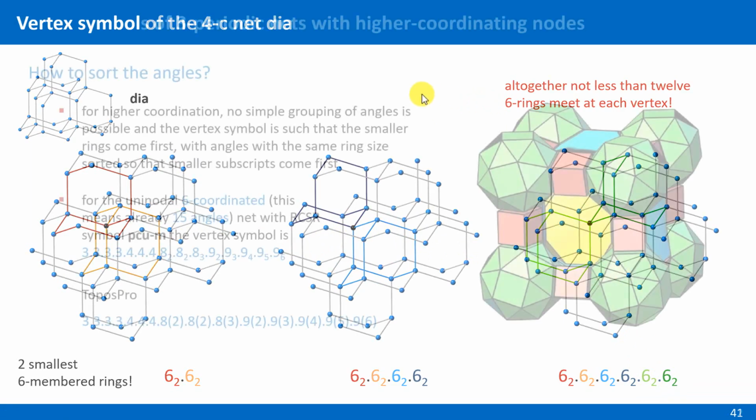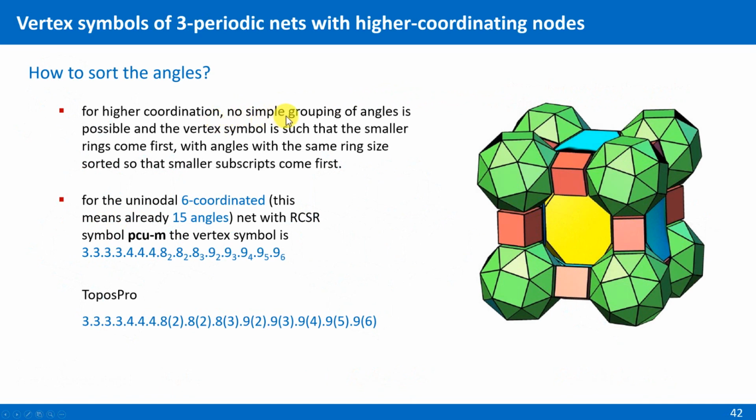For higher coordinated nodes, there is no simple sorting rule anymore. And the rule here can be summarized as small numbers first, this means small ring sizes, and also small number of occurrences of rings, that is, small subscripts should come first.